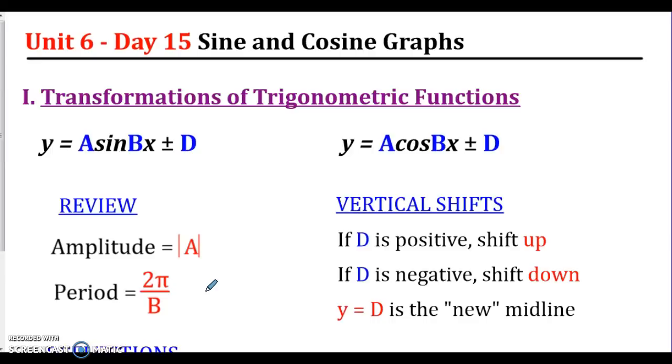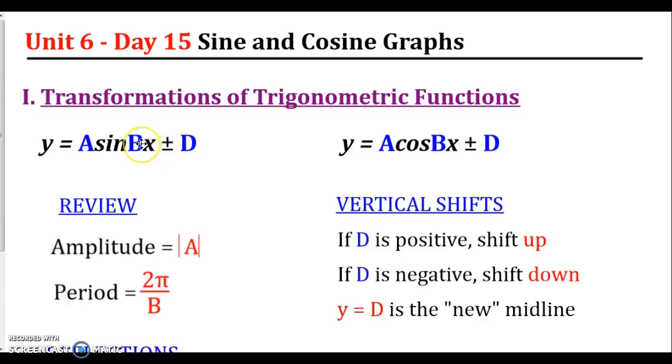Just as a quick little recap, things that we've previously discussed. Anytime you have a number being multiplied out front of a sine or cosine value, that is going to control the amplitude. How high up off the midline or how low down from the midline does your graph go? So all the peaks and valleys, how far away from the midline are they? Amplitude is always written as a positive number, even if your A value up here is negative. That negative just controls a reflection if there is one.